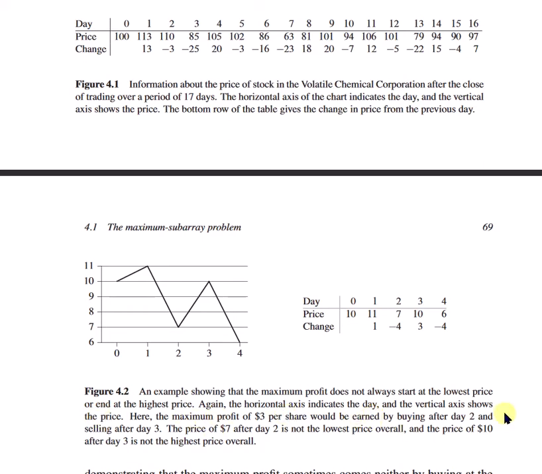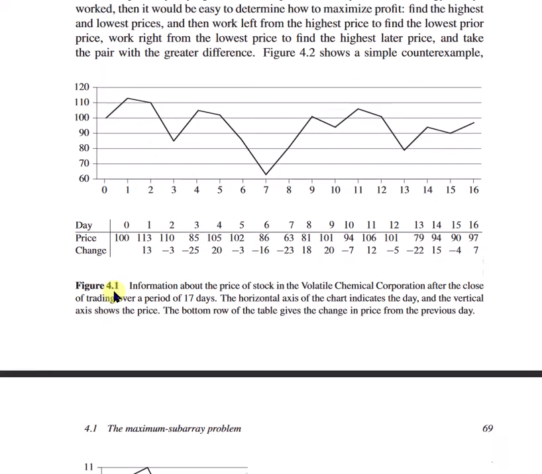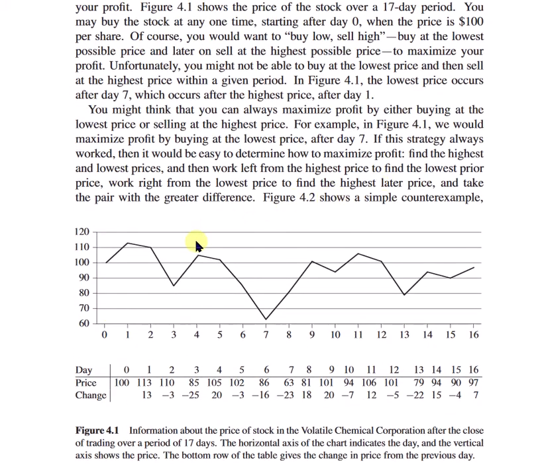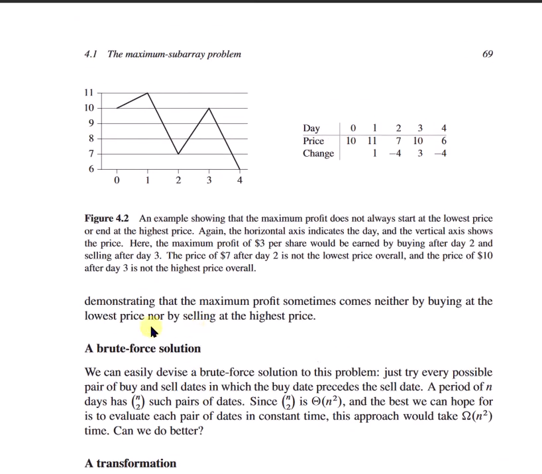Again, the horizontal axis, and here the maximum profit of $3 per share would be earned by buying after day 2 and selling after day 3. The highest price of 7 after day 2 is not the lowest price overall, and the price of $10 after day 3 is not the highest price overall. Demonstrating that the maximum profit sometimes comes neither by buying at the lowest price nor by selling at the highest price.